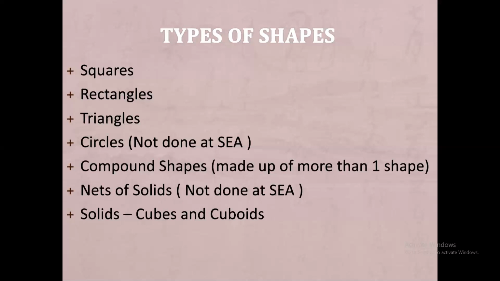Even though nets of solids do not necessarily come in the examination, I will look at it at some point with regards to how you find the perimeter of a net. If you remember in the lower levels, you would have learned the net of a cube will be 6 different squares. So, perimeter of the net. That is different. A net is different than a solid.